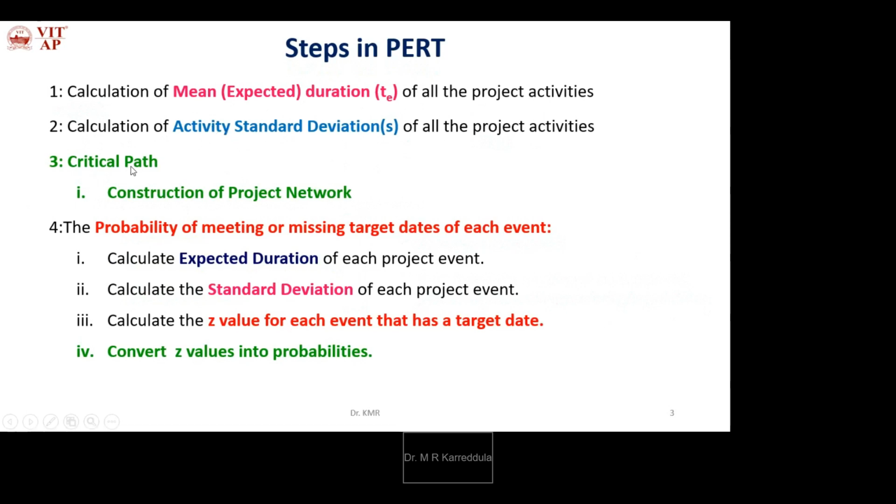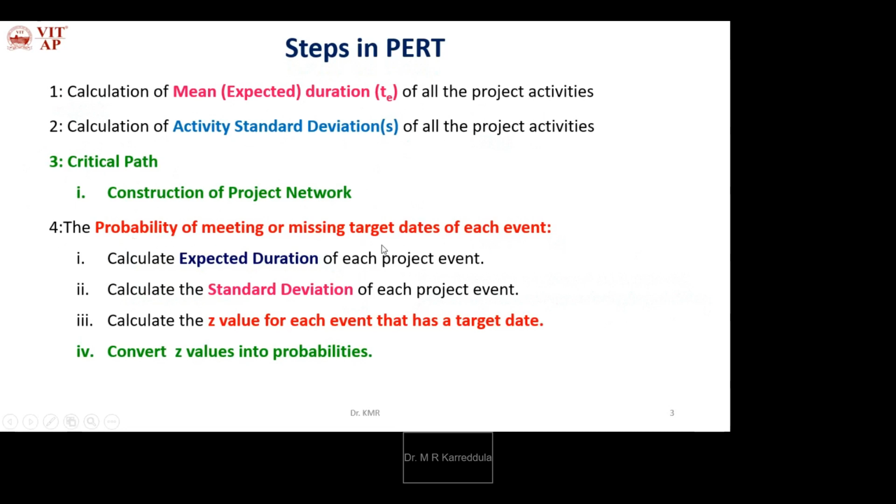And then the critical path. Like in CPM, we find the critical path. This path is useful to construct a project network. Then the fourth step, the probability of meeting or missing target dates of each event. In the third step, to construct the project network model, we use the activity on arrow approach, which we discussed in previous videos. Please go through that video to see how to construct a network model using the activity on arrow approach.